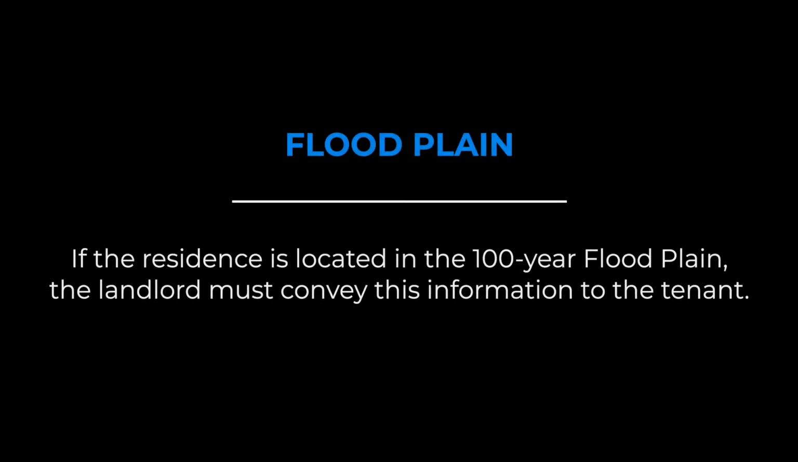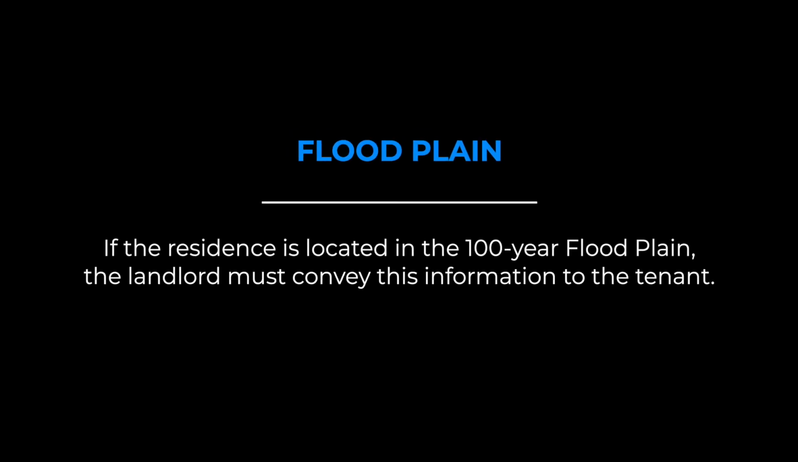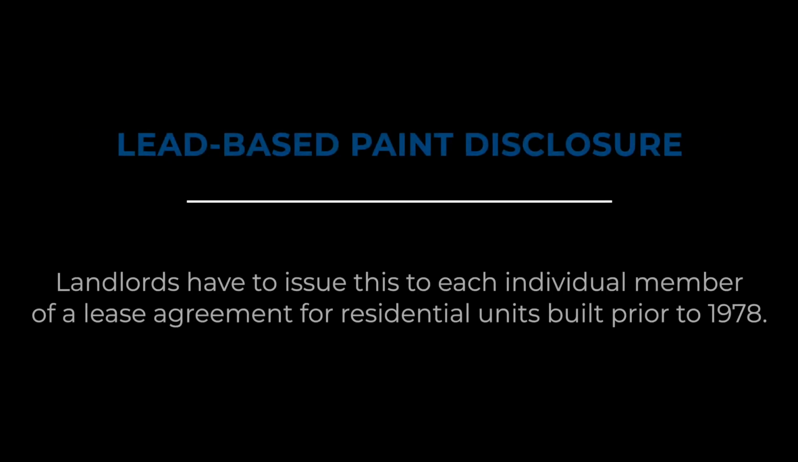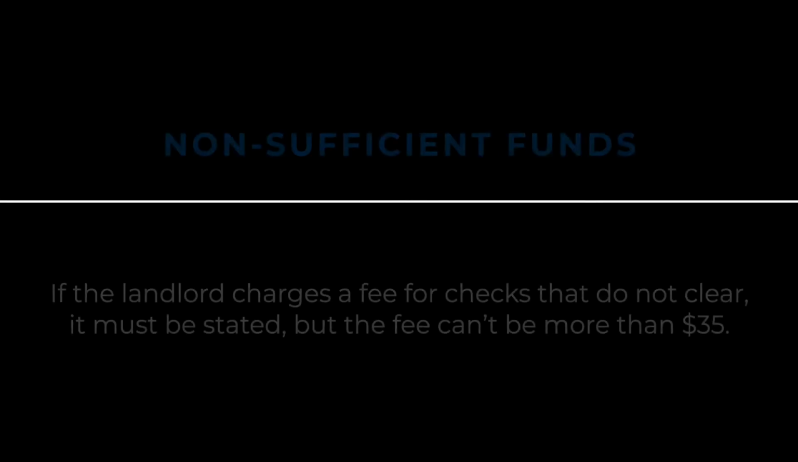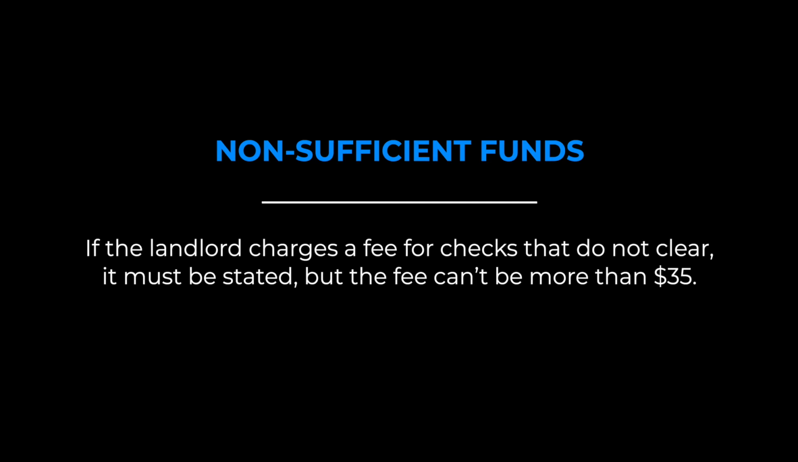Floodplain. If the residence is located in the 100-year floodplain, the landlord must convey this information to the tenant. Lead-based paint disclosure. Landlords have to issue this to each individual member of a lease agreement for residential units built prior to 1978. Non-sufficient funds. If the landlord charges a fee for checks that do not clear, it must be stated, but the fee can't be more than $35.